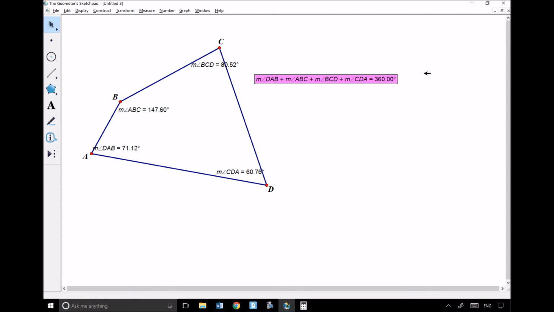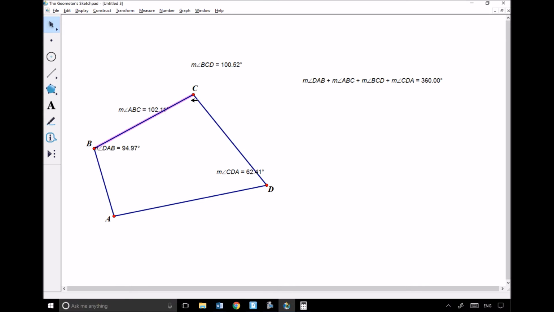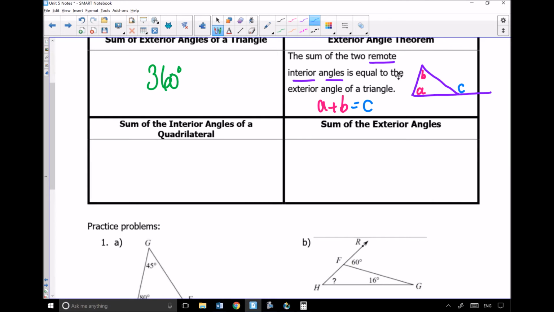We end up getting exactly 360 degrees. And no matter where I put each one of my vertices, my angle measurements are changing. However, the sum will always be 360 degrees. So we can go ahead and say that the sum of the interior angles of a quadrilateral is 360 degrees.